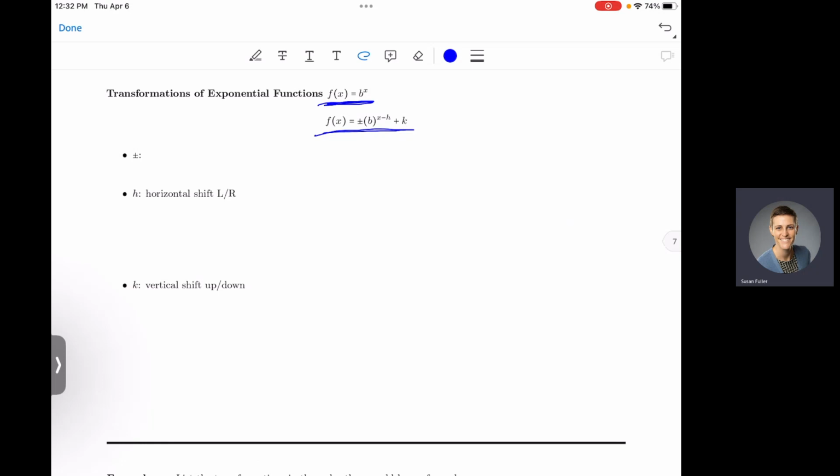Now the h and the k and this plus or minus, we already know what these guys are going to do. Let's start with this plus k out here. Anytime we add or subtract a number to the outside of our function, that's going to shift us vertically up and down. That's going to be consistent with what we've done so far. If k is positive, if you add a number to the end, then that shifts your graph up.